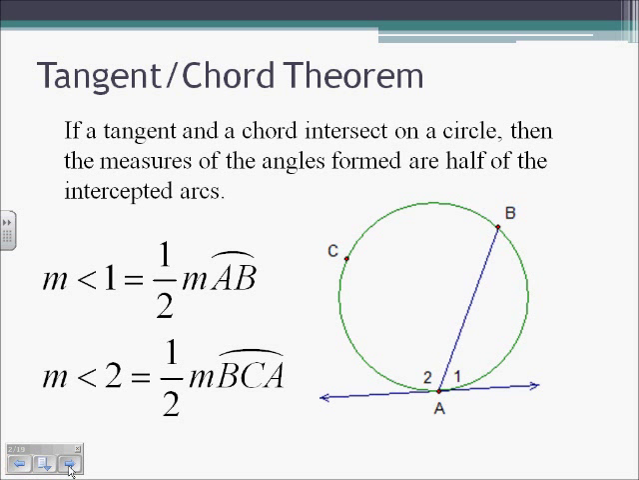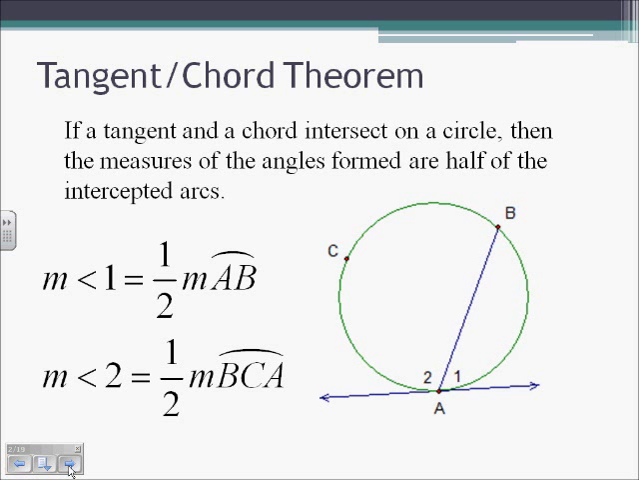Since the vertex of the angles formed lies on the circle, it's the exact same formula as an inscribed angle, except now with a tangent and a chord, since the tangent is only intersecting the circle at one point. We have basically two inscribed angles formed. We've got angle 1 and angle 2, so they each are half of their intercepted arcs.